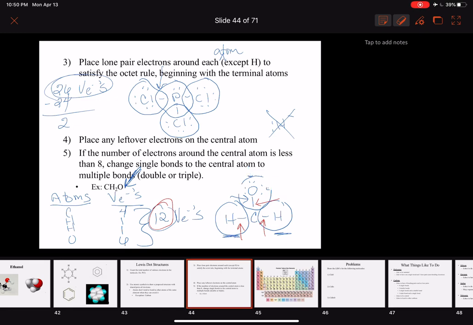And what we need to do is change the single bond between oxygen and carbon into a multiple bond, like the rules say. Let me get this structure a little bit cleaned up here. Okay, so let's go back to this structure right here.